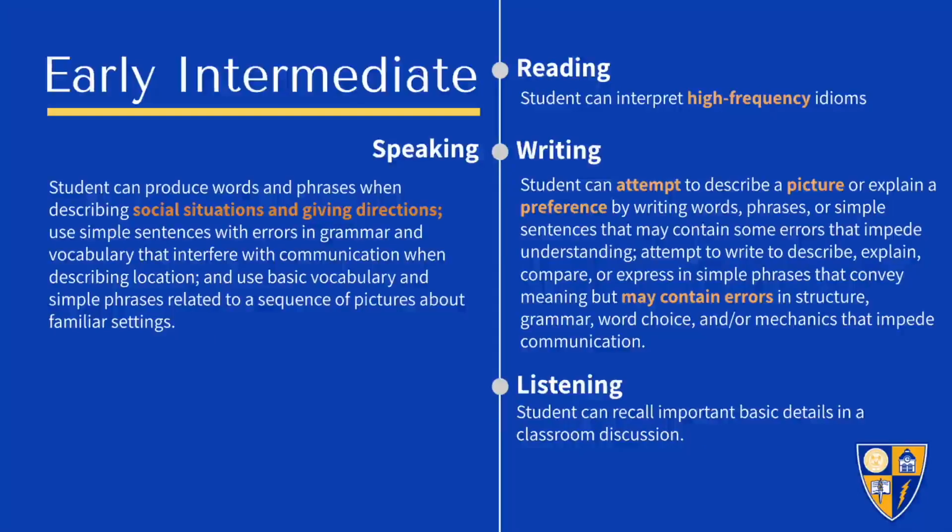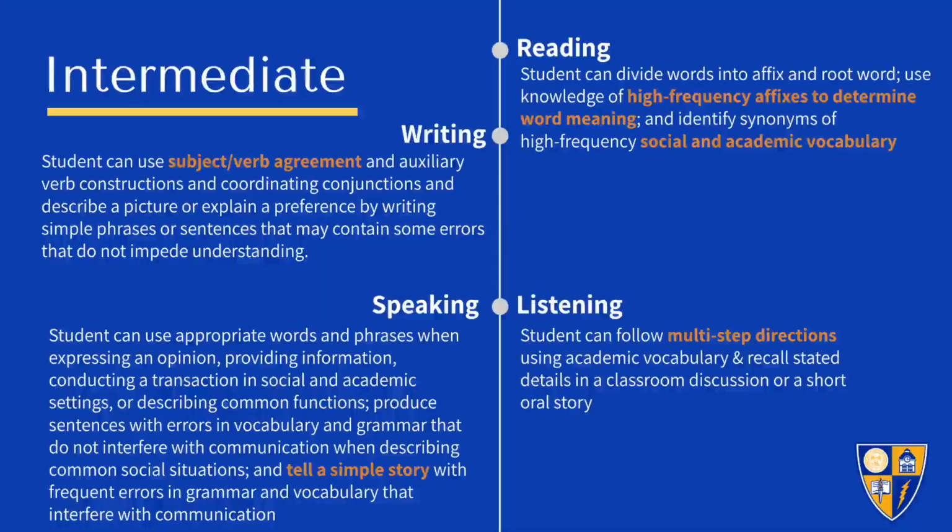So early intermediate, reading, they can interpret the high frequency idioms. Writing, well, they can attempt to describe something, okay, a picture, a preference. There will be errors. Listening, they can recall the basic details of a classroom discussion. And for speaking, that student can produce words and phrases for social situations and giving directions. Okay, so those are kind of low-level requirements for language.